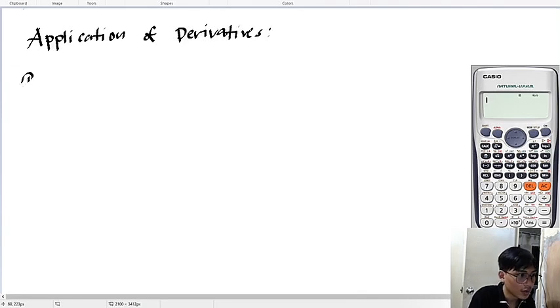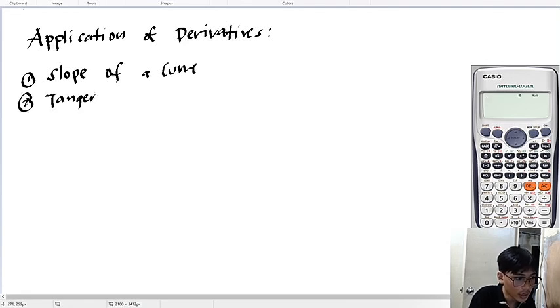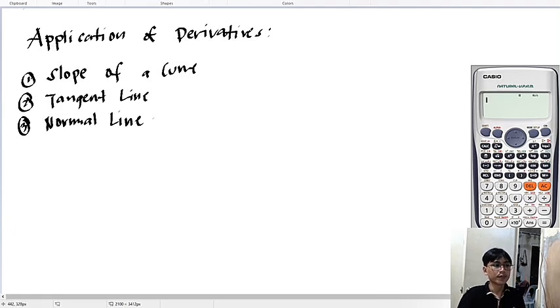Okay, so we will start with the slope of a curve. We also have the tangent line, or the equation of our tangent line, and we also have the equation of our normal line. Okay? Let's start with the slope of a curve.